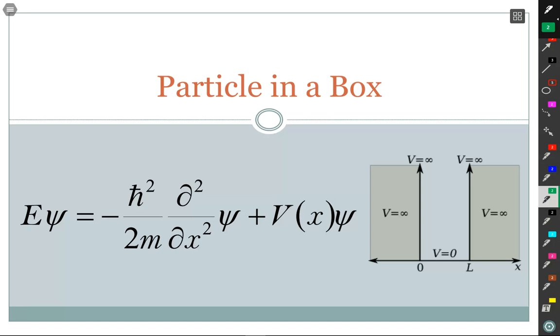It says the total energy E is equal to the kinetic energy, which you get by putting this here, which is the calculus or the quantum mechanics way of saying momentum squared over 2m, kinetic energy, times psi, plus the potential energy times psi. So energy times psi equals kinetic energy times psi plus potential energy times psi. It's just an energy balance. It's an important thing to understand. The Schrodinger equation is just an energy balance equation.